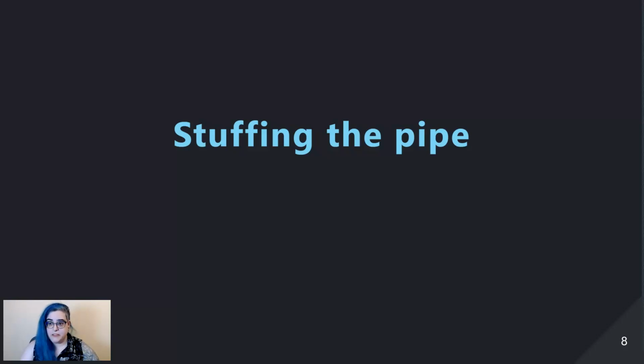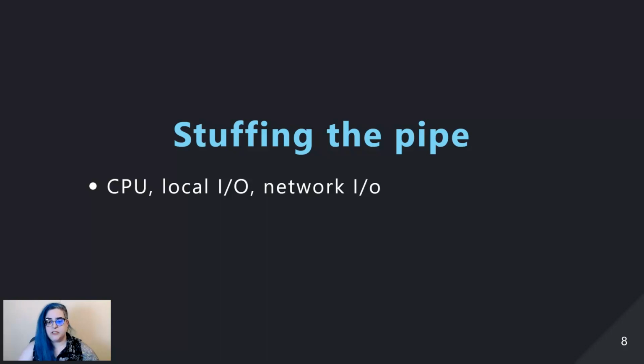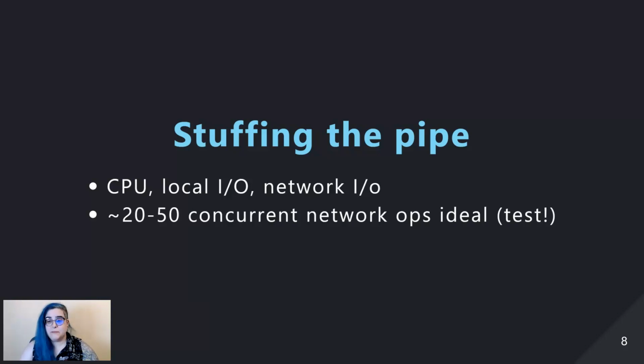Let's go back to optimization, stuffing the pipe. What I mean by this is making sure that all your resources are getting used at capacity as much as possible. I know, I'm kind of saying the obvious, but you'd figure a lot of people would think about this more, but no, you actually have to think about how much CPU am I using at this given point in time. Am I maxing out my CPU? Am I maxing out my local I/O? Am I maxing out my network I/O? How can I balance these out so that I can have the highest throughput? My experience is about 20 to 50 concurrent network operations is ideal. So about 20 to 50 downloads at the same time, and extracting those tends to work really well for me. Test it yourself, whatever works for you.